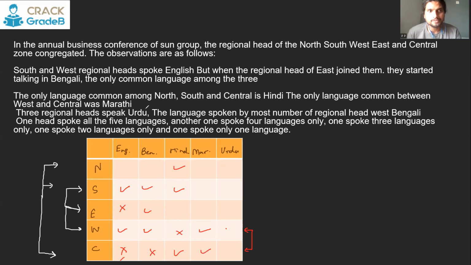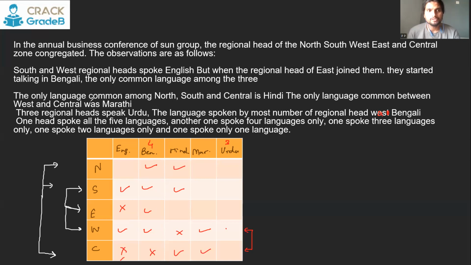Next statement is, 3 regional heads spoke Urdu. So Urdu is spoken by 3 people, and the language spoken by most of the regional heads was Bengali. So Bengali being the most spoken language has to be more than 3, but it cannot be 5 because the Central person already doesn't speak Bengali. So Bengali has to be 4. More than 3 because most, and it cannot be 5. So 4. So that means the North person also speaks Bengali.